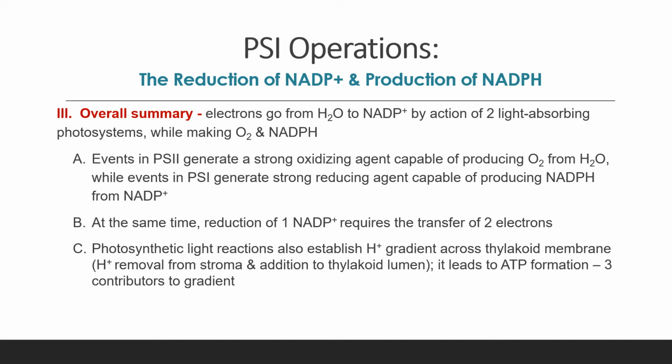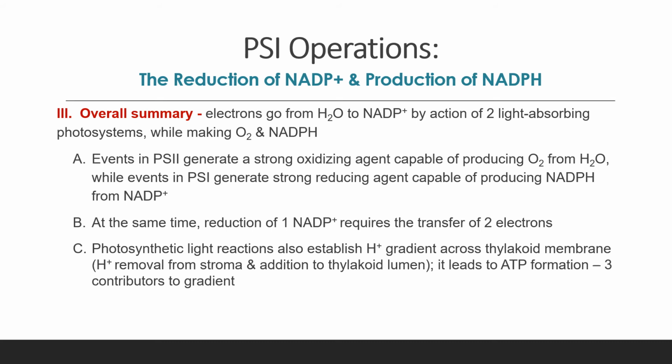Okay, so for the overall summary, electrons go from water to NADP by the action of two light-absorbing photosystems while making oxygen and NADPH. So events in the photosystem 2 generate a strong oxidizing agent capable of producing oxygen from water, while events in the photosystem 1 generate a strong reducing agent capable of producing NADPH from NADP.